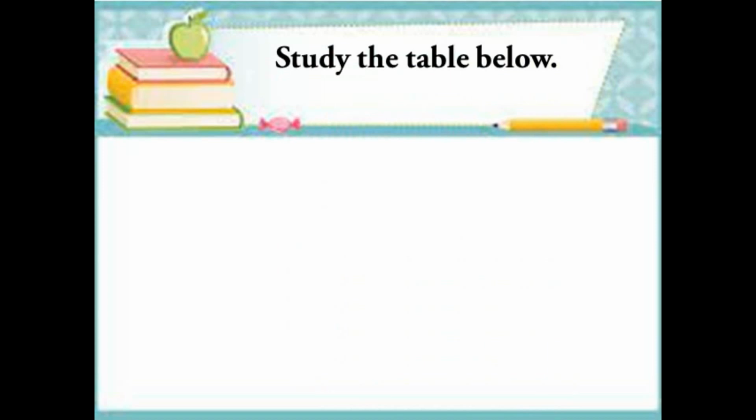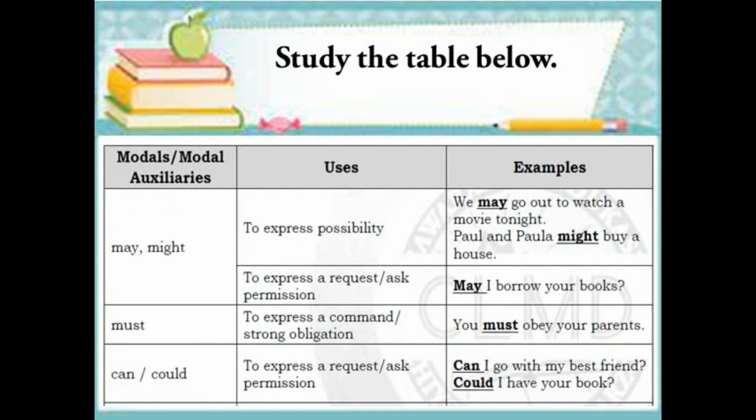Study the table below. So first column, we have the modals, modal auxiliaries, uses, and the third column, we have the examples. So let me read. First column, modals, may or might. Use to express possibility. And to express a request, ask or permission. Example, we may go out to watch a movie tonight. Paul and Paula might buy a house. May I borrow your books?